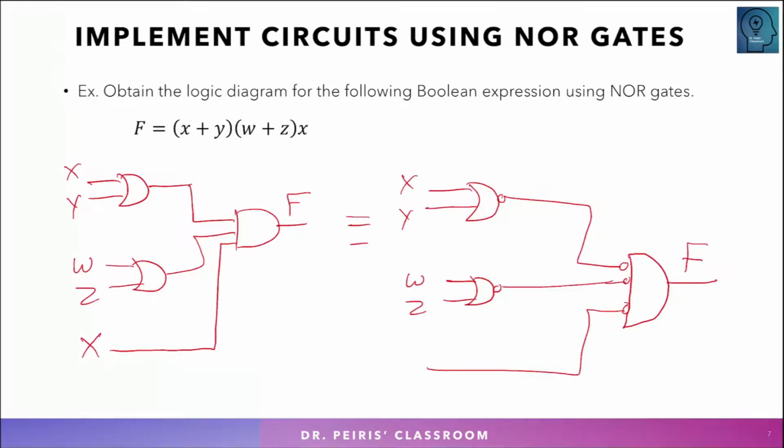So now we have the bubble compensated, here also compensated. This bubble needs to be compensated, which means the X needs to be complemented. Now we have everything in NOR. This is the NOR, this is also NOR, and this is the other circuit symbol for the NOR gate. So everything is implemented using NOR gates.